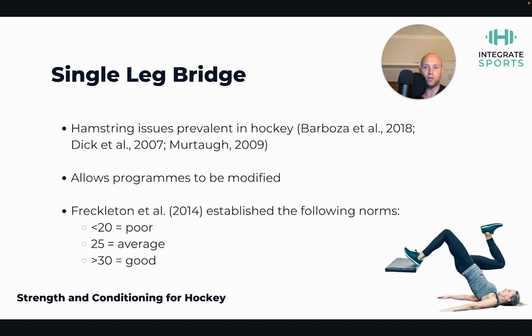Freckleton et al. established the following norms: less than 20 was poor, 25 was average, and over 30 was good. So you'll find over time that a lot of these tests typically sit in the ballpark of around 25 repetitions as a good marker, although obviously that was regarded as average. 25 to 30 repetitions for a bridge, single leg squat and calf is generally a good ballpark for hockey players.